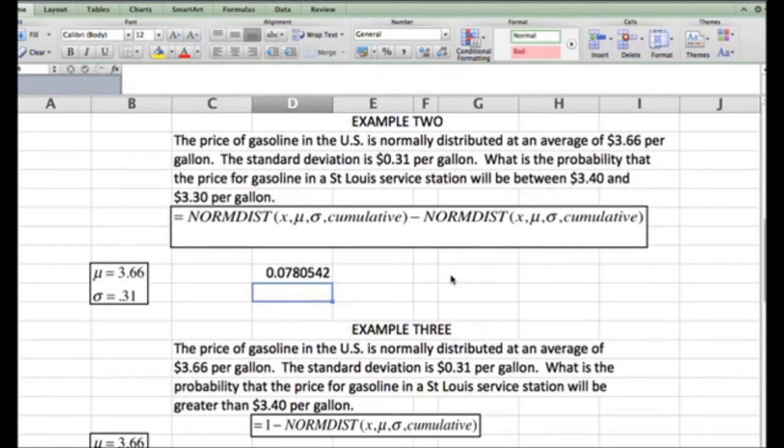When we hit enter, we now see that Excel is returning 0.0780542, which could also be expressed as 7.81%.